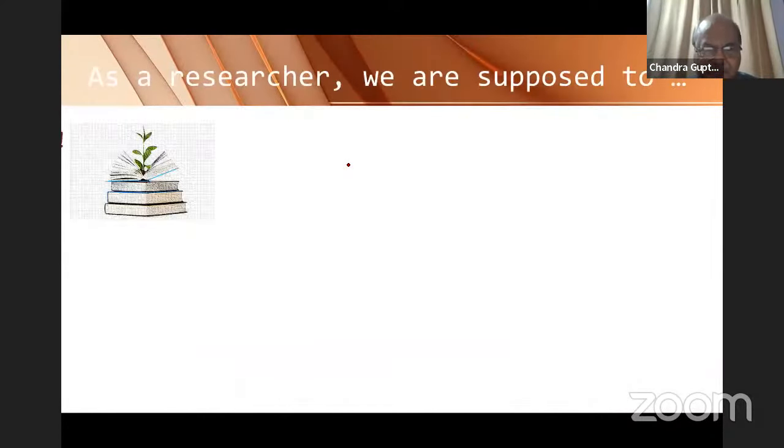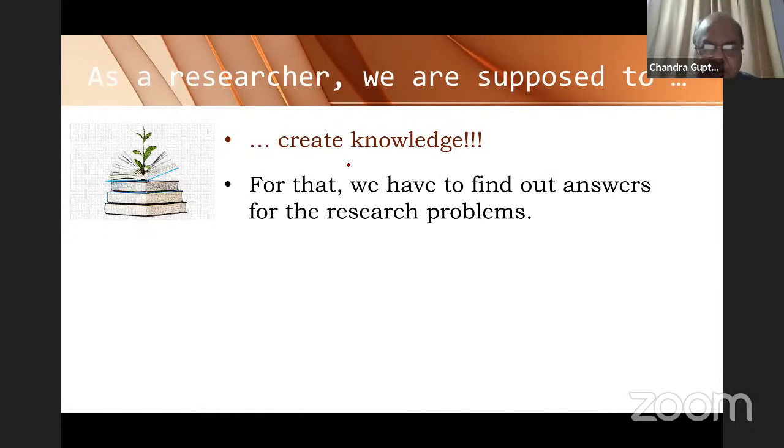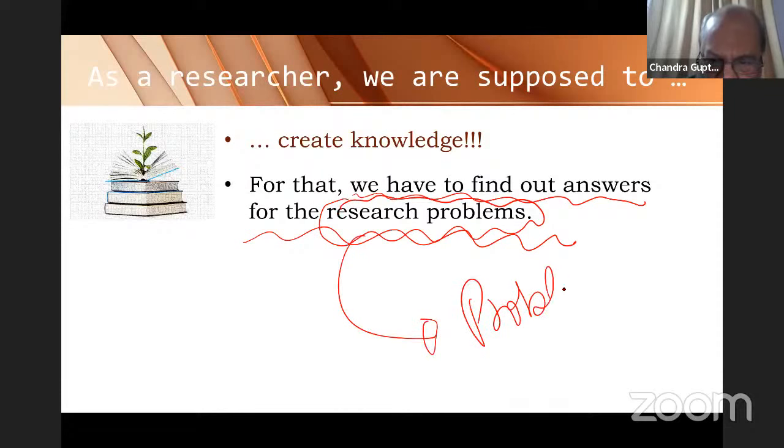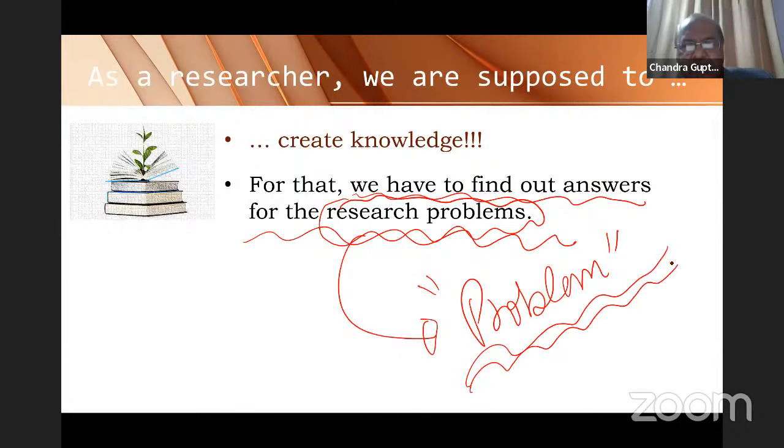Anyway, as a researcher, we are supposed to create knowledge, and for that we have to find answers for the research problems. Whatever research you are doing, that research should address a research problem. Every research starts with a problem, which we call a research problem. And if you don't have a research problem, I'm sorry, you have to think of it, work on it. Once you get the research problem, then you start working on it. Don't work unless and until you identify what are the problems for which you are looking for answers. Okay?